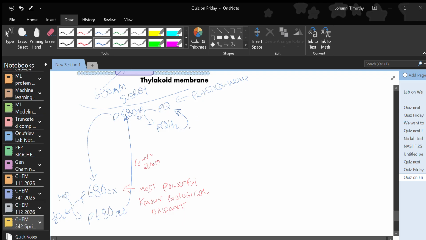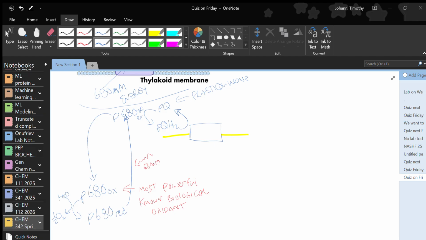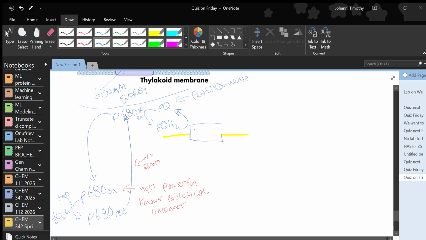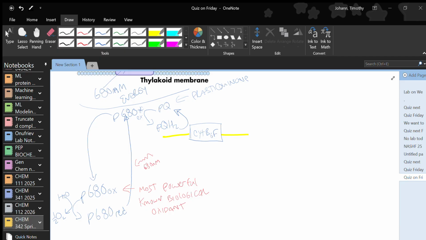All right, then plastiquinol can dump off its electrons into a complex that's in the membrane. We'll just draw it in the membrane here. That's called cytochrome b6f. Those electrons are going to move across this complex, and as they do, we're going to capture some of that energy and pump some protons.